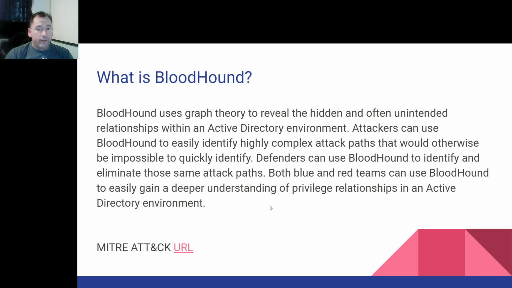BloodHound uses graph theory to reveal the hidden and often unintended relationships within an Active Directory environment. There are 3 attacking groups listed in MITRE, if you follow the URL at the bottom, that have used BloodHound to identify these attack paths. Defenders can also use BloodHound to identify and eliminate the same attack paths, and also to understand the attack paths that do exist in the environments that you work in.